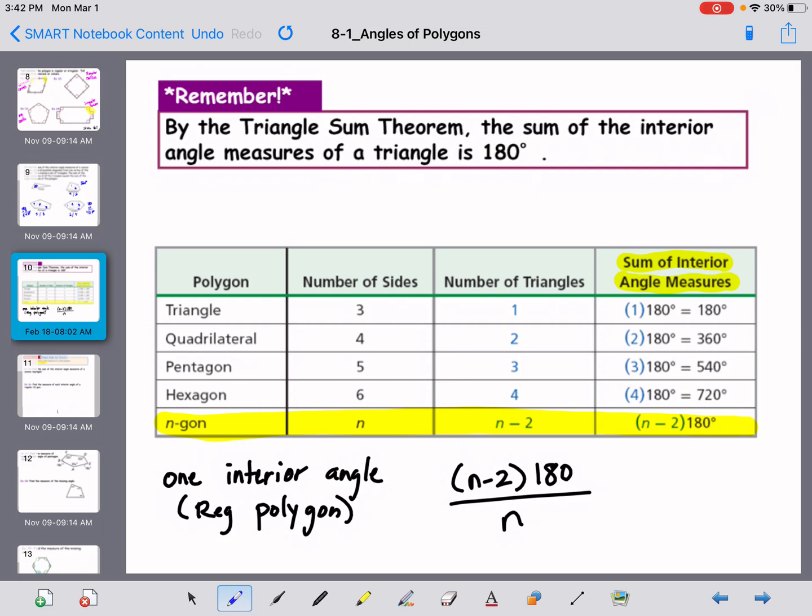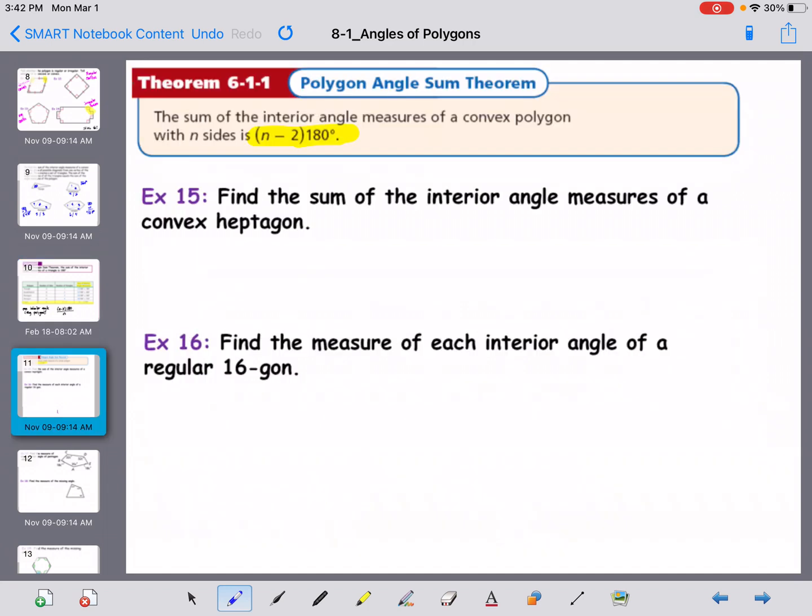Now what I wrote down here in black says one interior angle of a regular polygon would be n minus 2 times 180 divided by n. n is just the number of sides. So how am I going to use that? Let's go see.